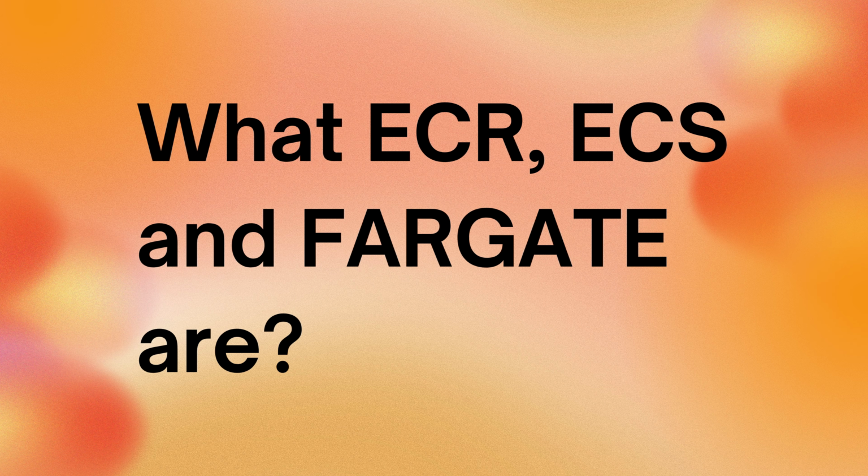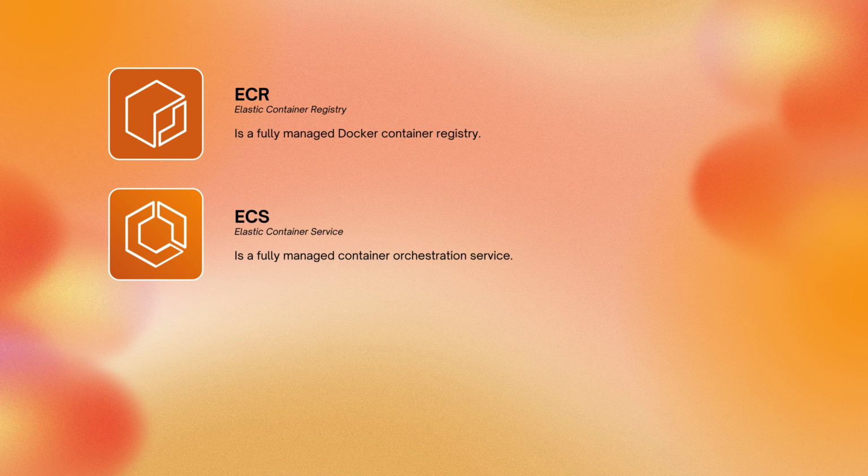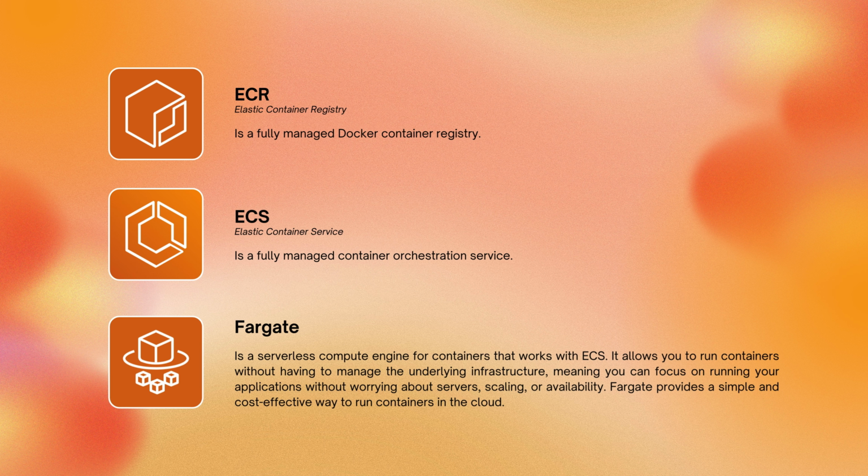First, let's talk about what ECR, ECS, and Fargate are. ECR, or Elastic Container Registry, is a fully managed Docker container registry on AWS. Amazon ECS, or Elastic Container Service, is a fully managed container orchestration service. And Fargate is a serverless compute engine used for containers, and it works closely together with ECS.